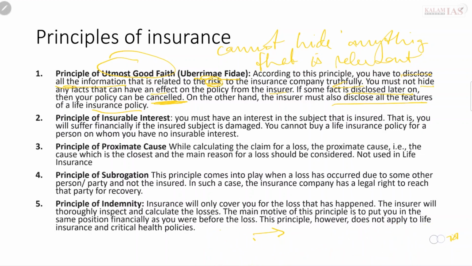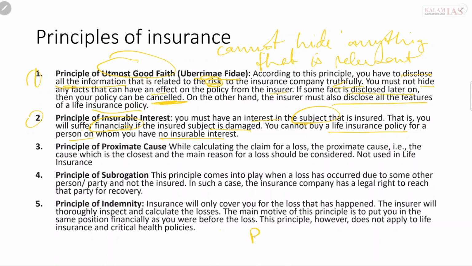Okay. Then we come to the concept of insurable interest. Insurable interest is a principle that says you must have an interest in the subject that is insured. That is, you will suffer financially if the insured subject is damaged. You cannot buy a life insurance policy for a person you have no insurable interest in. This is also valid when the person will not cause a financial suffering.